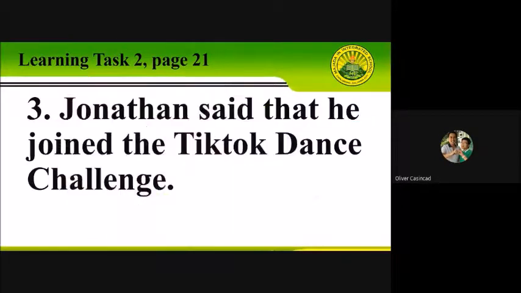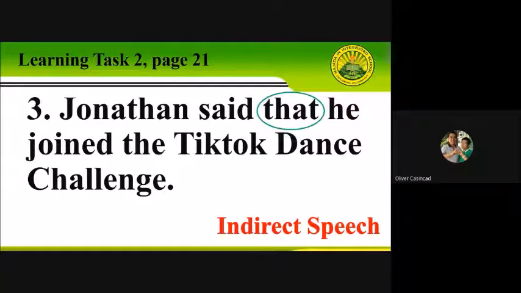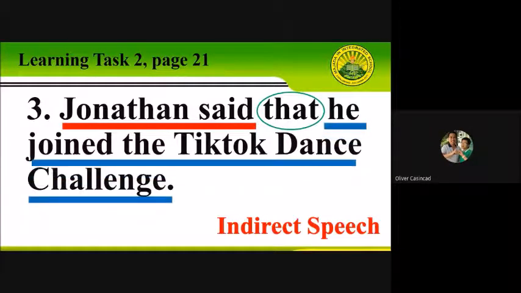And also I chose sentence number 3, which is classified as indirect speech or reported speech. Now you have there the absence of the comma and quotation marks because we omitted or deleted them. So that is the one separating your introductory part, Jonathan said, from the quoted part, he joined the TikTok dance challenge. So the one with the blue underline is more or less the quoted part in the direct speech.